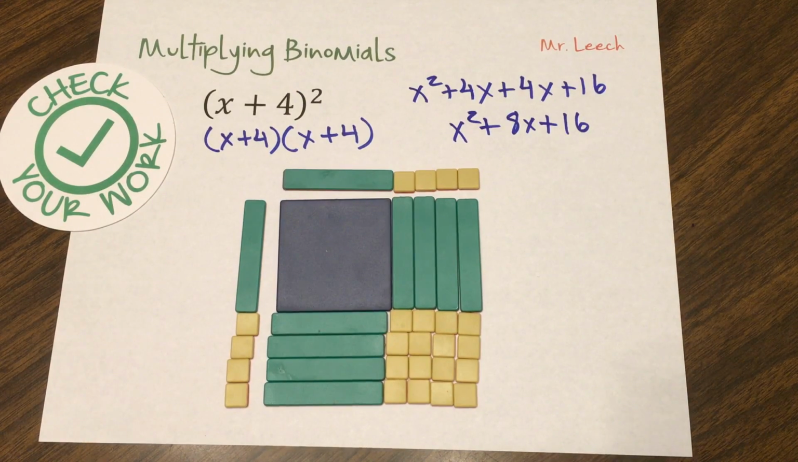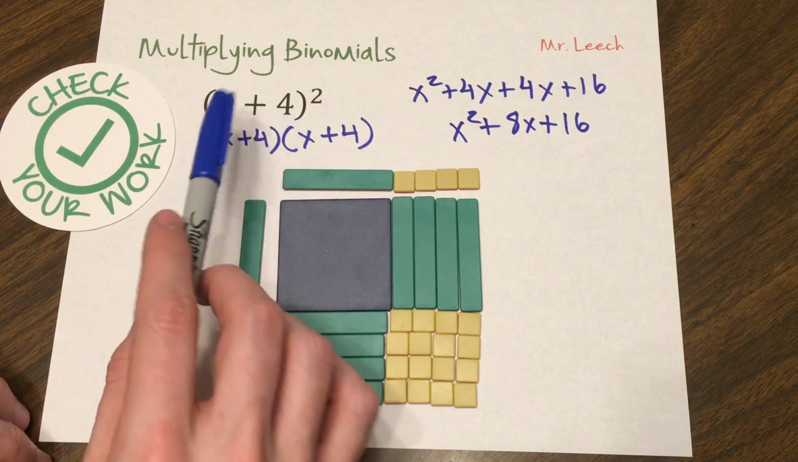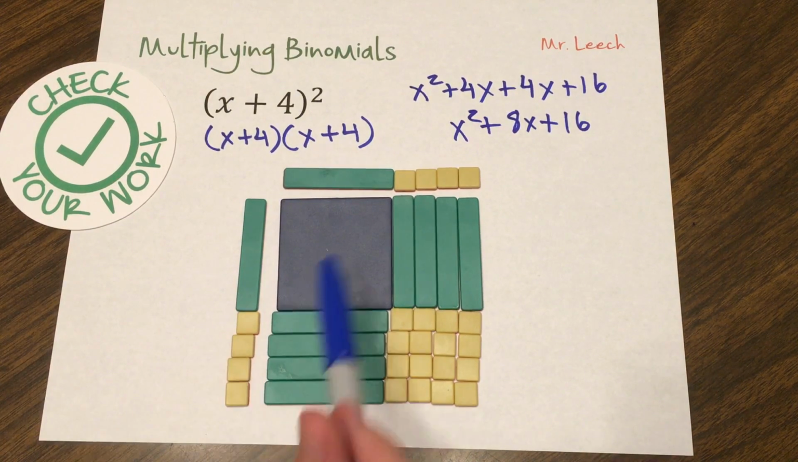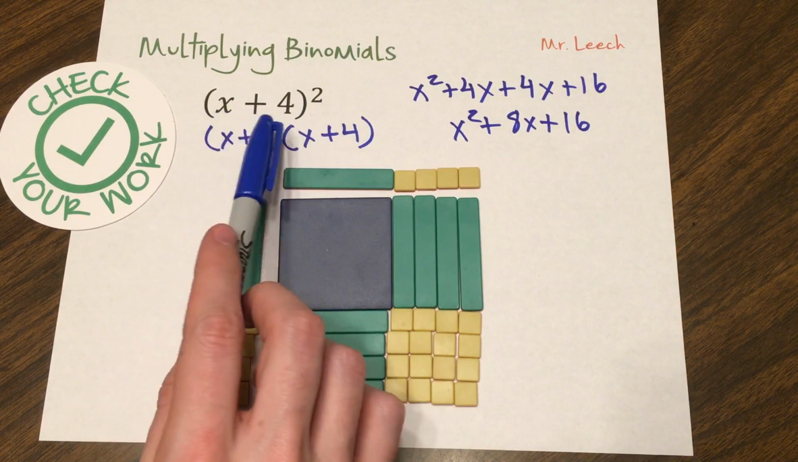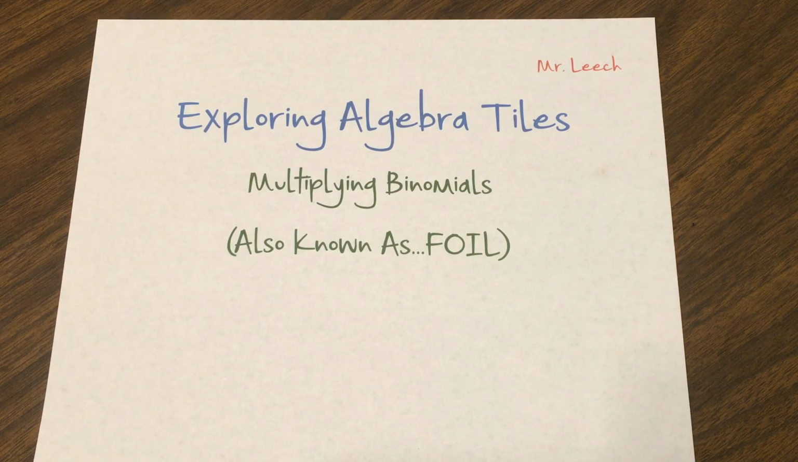This one also follows a pattern. Notice the first and last terms are perfect squares, and the middle term is our two terms in the binomial multiplied and doubled. I hope by you physically seeing what happens when you square a binomial, you won't make that mistake again. So in today's video about exploring algebra tiles, we talked about multiplying binomials, which was also called foiling. I hope you learned something, and I hope this will help. See you next when we talk about factoring.